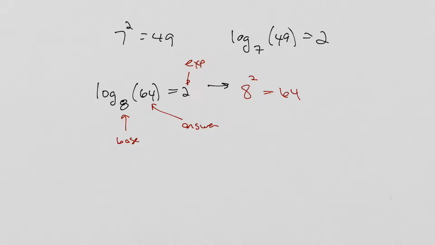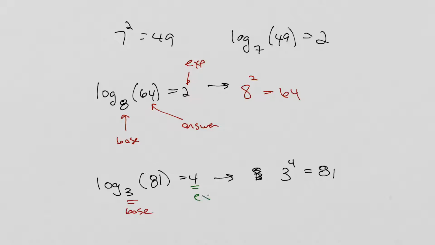Okay? For another example here, if I had log base 3 of 81 equals 4, then I could write that as an exponent as 3 to the 4th equals 81. Because again, there's my base, there's the exponent, and here is my answer. All right, so that's how we can go back and forth between these two.